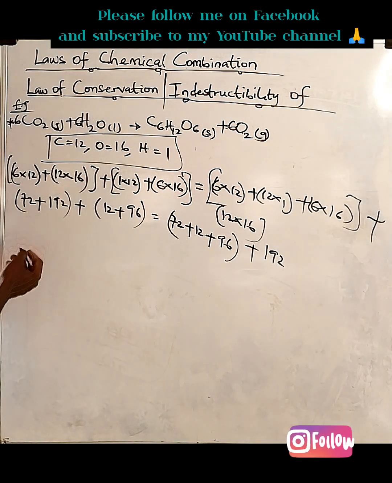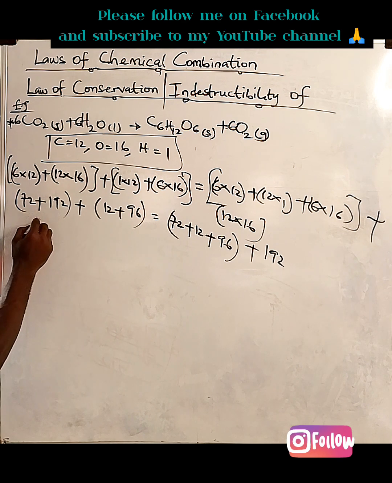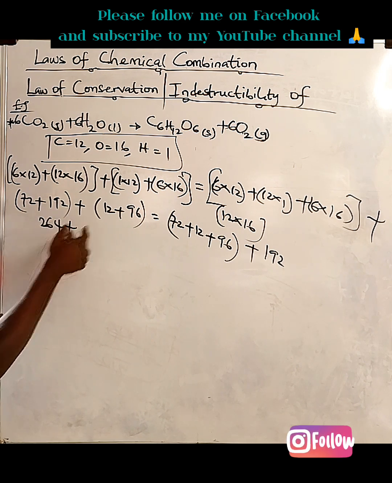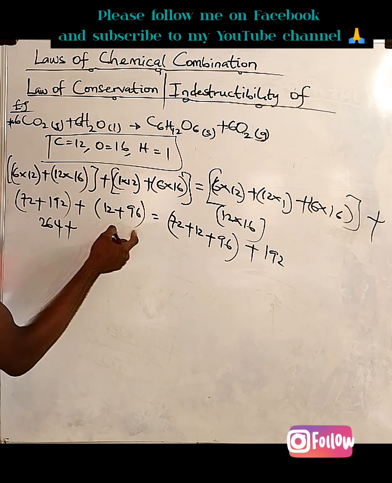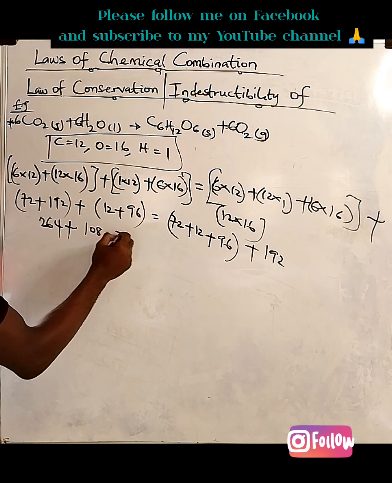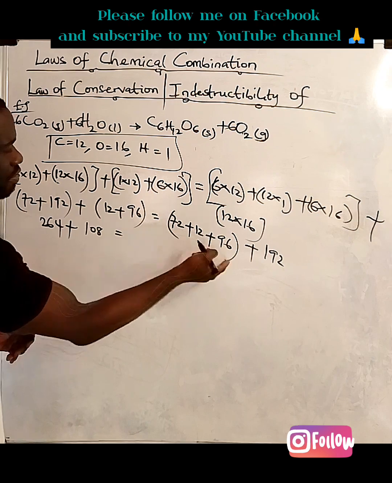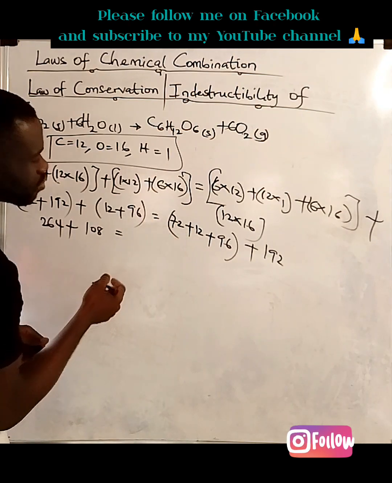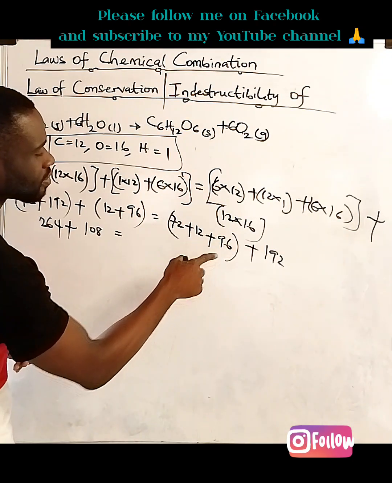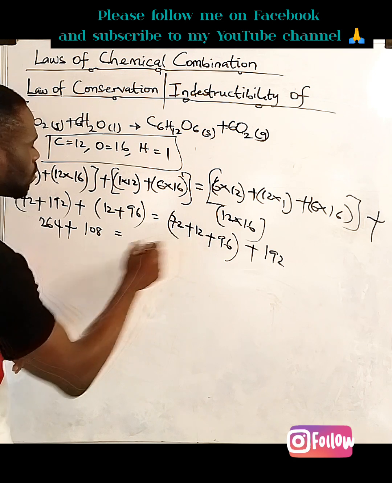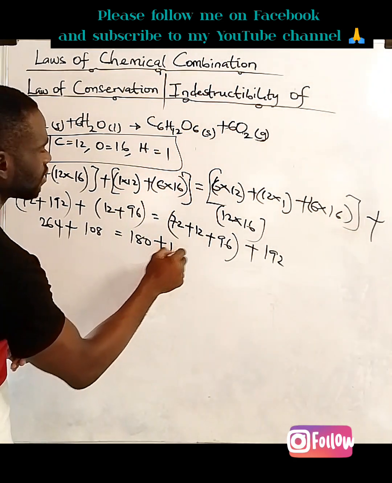So what do we have? Let's add up all this. Now for the CO2, the 72 plus 192 will give us 264, plus 12 plus 96 will give us 108. Then we're going to add this up. So 72 plus 12 will give us 84. 84 plus 96 will give us 180, plus 192.